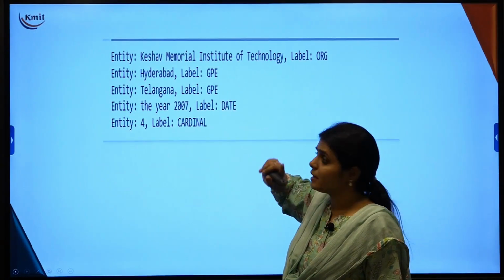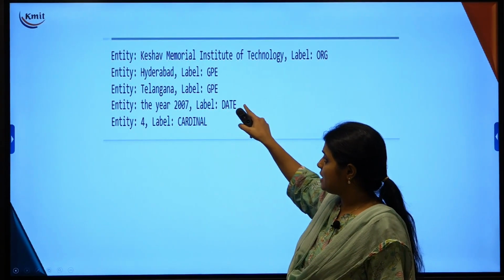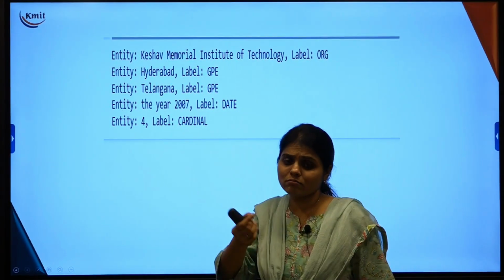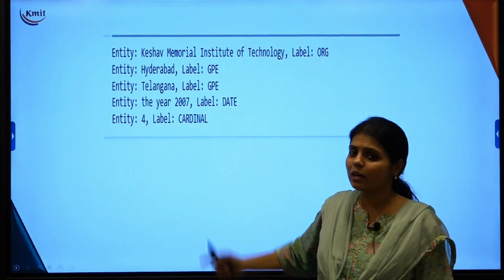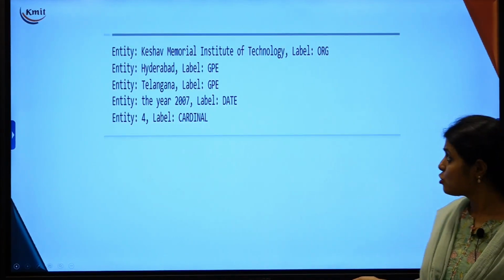Telangana, geopolitical entity again. 2007 is the date. 4 is a label. Okay, so we generally call it a cardinal label. Okay, so what did we do?